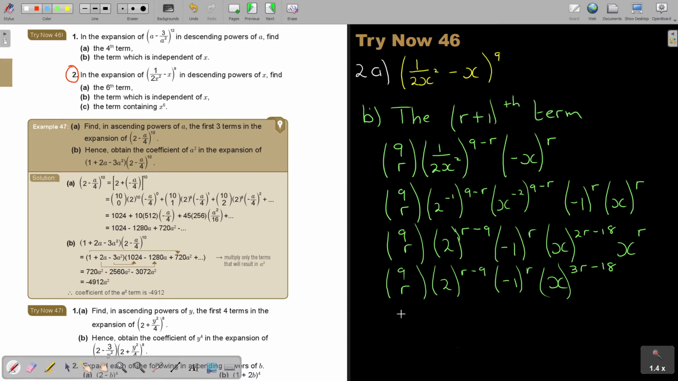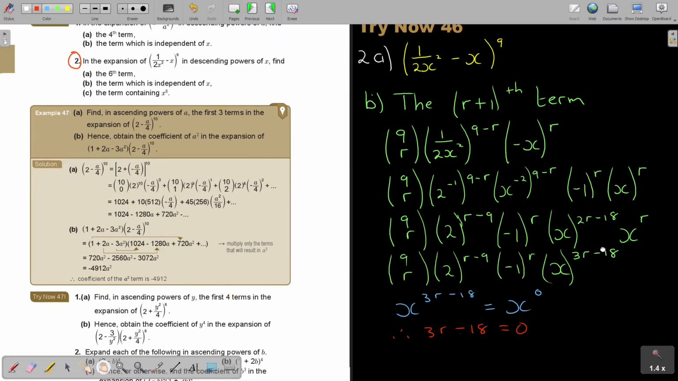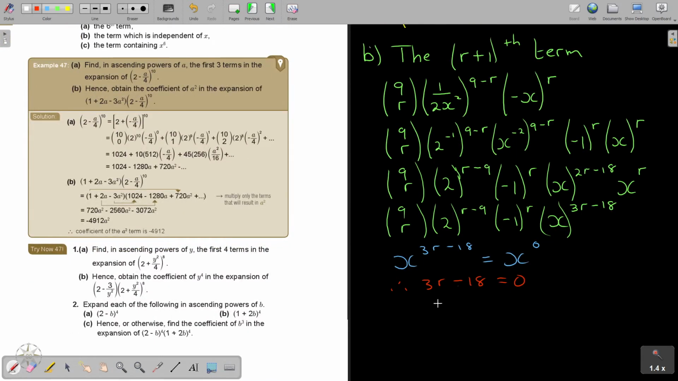So I want to say that x to the power of 3r minus 18 must be 0. Do you follow? So therefore, 3r minus 18 must be 0. I equate that. Okay. So if I do that, I'm going to say 3r is equal to 18. So r will be 18 divided by 3, which is 6.